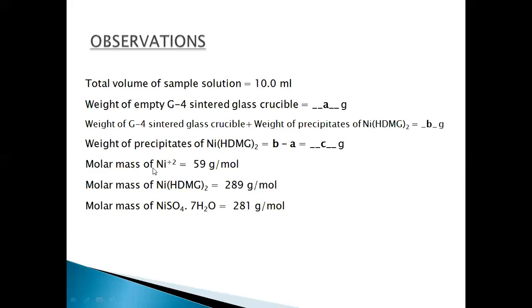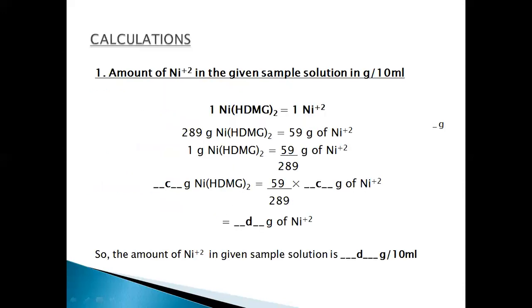The molar mass of nickel is equal to 59 gram per mole. Molar mass of nickel DMG complex is equal to 289 gram per mole. Molar mass of nickel sulfate heptahydrate is equal to 281 gram per mole. We will use these molar masses in calculations.